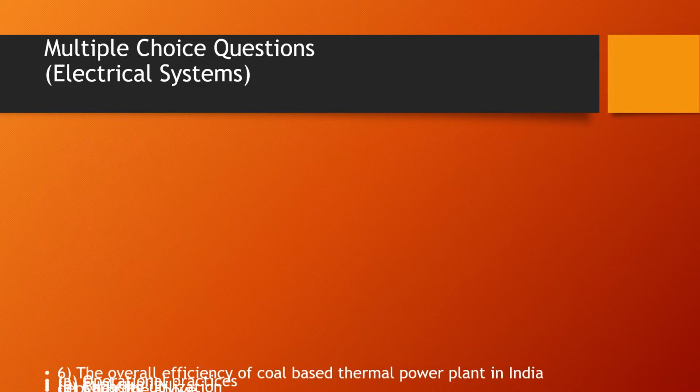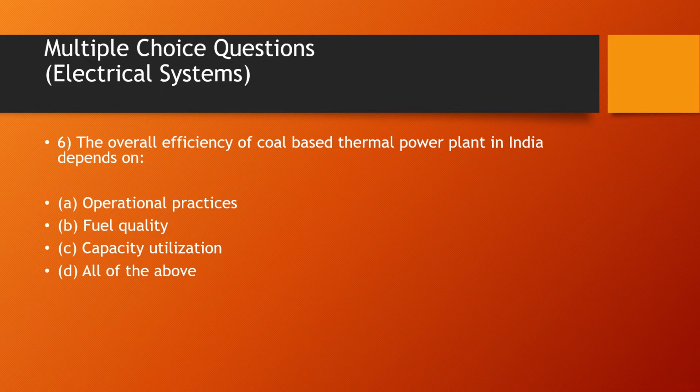Now coming to the next question, the overall efficiency of coal-based thermal power plant in India depends on option A, operational practices, option B, fuel quantity, option C, capacity utilization, option D, all of the above. And the answer to this question is option D, that is all of the above.